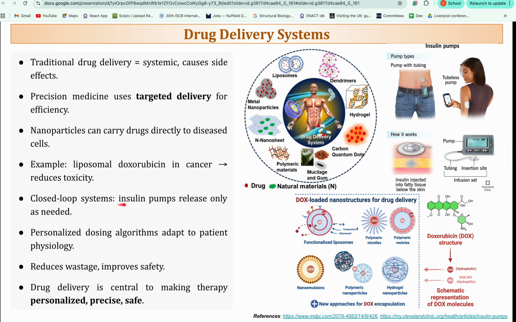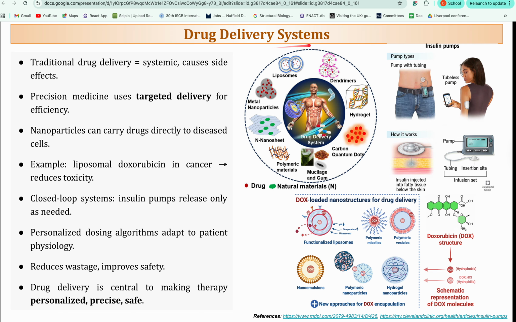Closed loop systems such as insulin pumps release only as needed. Personalized dosing algorithms adapt to the patient's physiology. It reduces the wastage and improves the safety. Drug delivery is central to making the therapy personalized, precise, and safe.